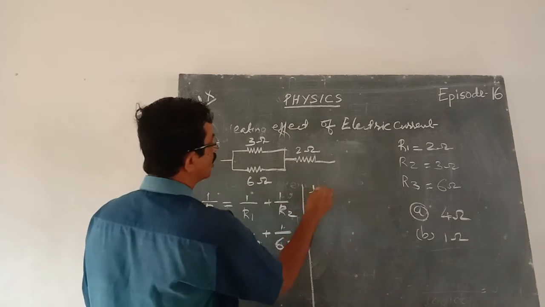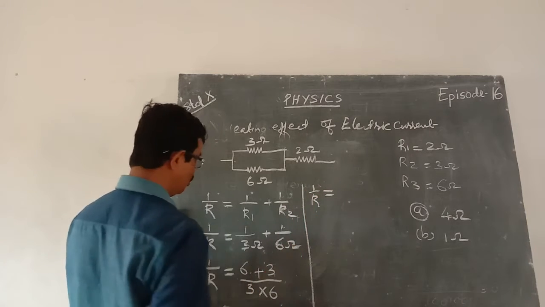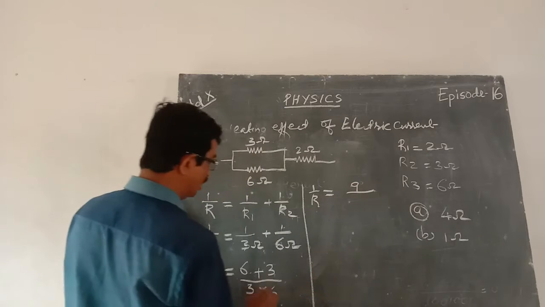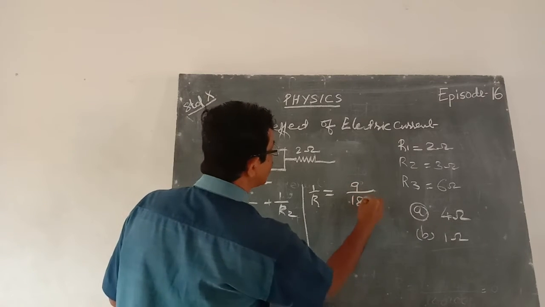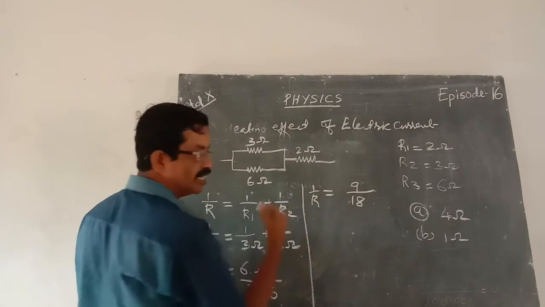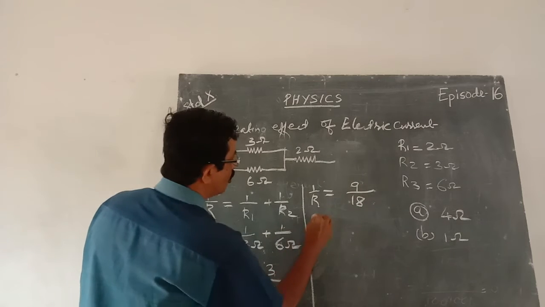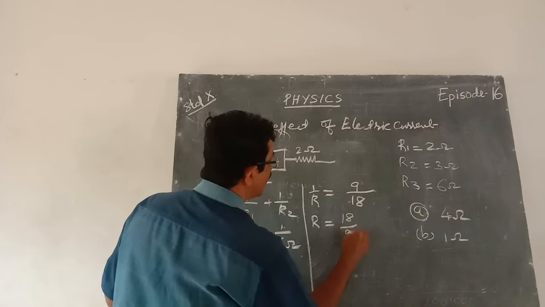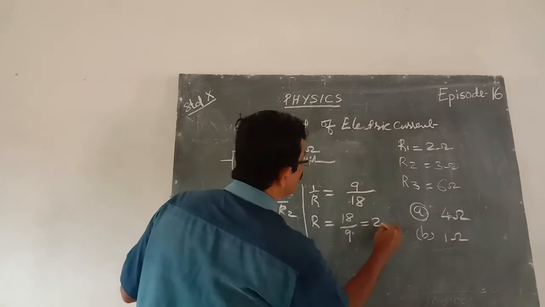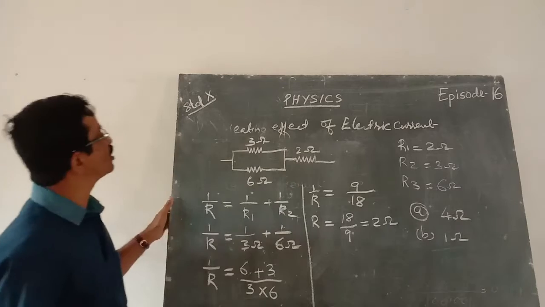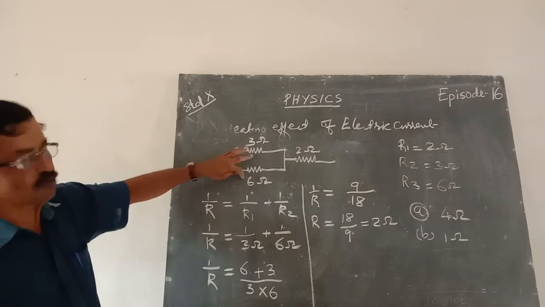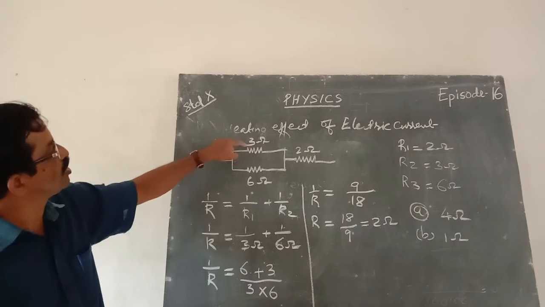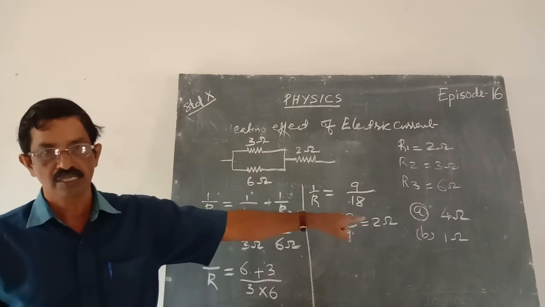1 by R is equal to 1 by 6 plus 1 by 3, that is 9 by 3 into 6, which is 18. Now taking the reciprocal, R is equal to 18 by 9, that is equal to 2 ohm. That is, by connecting these two in parallel, the resistance of these two in the circuit is only 2 ohm.